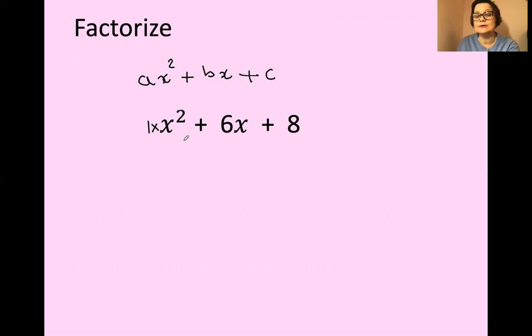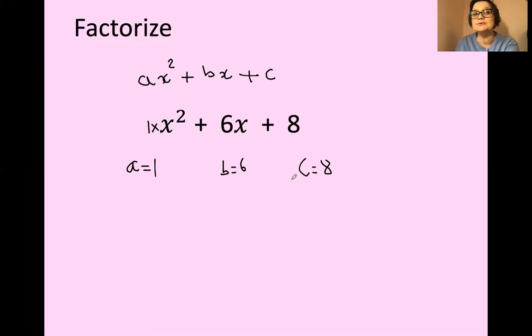But when we do the calculation of the factorization, this one would be important to have, because I'm just going to use one method for this type of expression and a different method for a different type of expression, which I'm going to explain in my next video. So a equals 1, b equals 6, and c equals 8. All right, a is 1, b is 6, and c is 8.